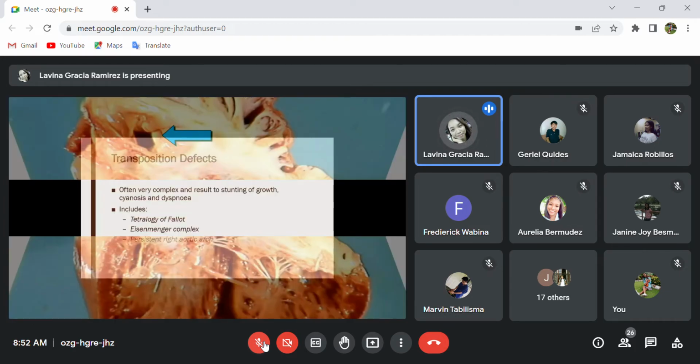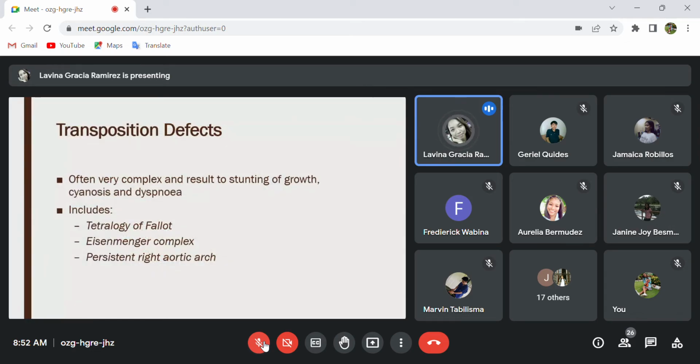Okay, so I guess, okay, sige. I will discuss the transposition defects. So transposition defects, the last one, I think. No, may other pang isa. So we have discussed the flow restrictions, the valvular insufficiencies, the septal defect. Now the transposition defects. So for the transposition defects, this is often very complex and results in stunting of growth, cyanosis, and dyspnea. Okay, so this includes, and these are important for you to understand, the tetralogy of Fallot, the Eisenmenger complex, and the persistent right aortic arch. So these transpositional defects are composed of mga secondary, okay, features of the congenital anomalies.